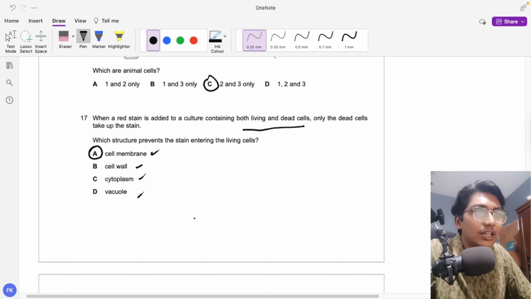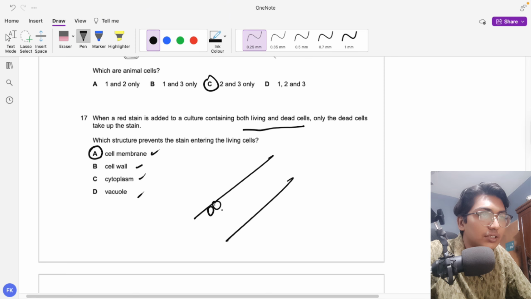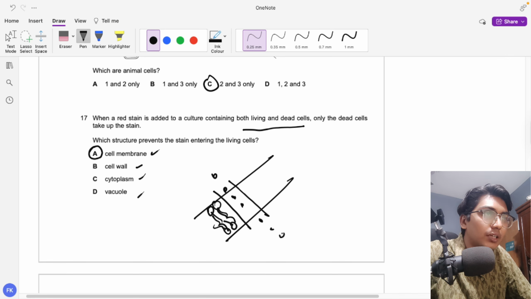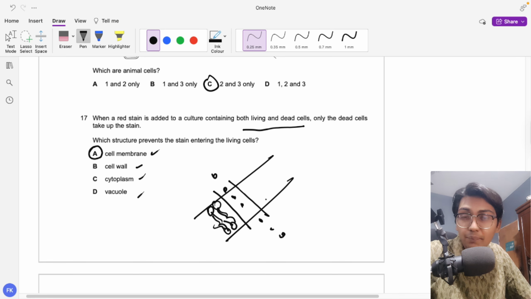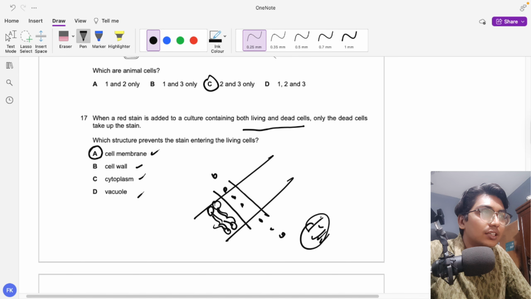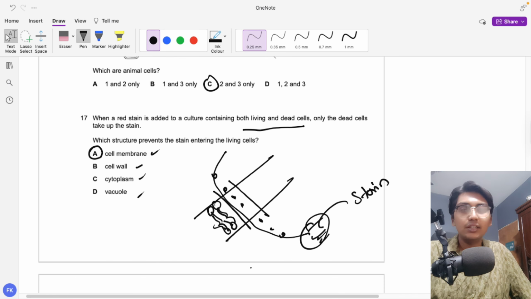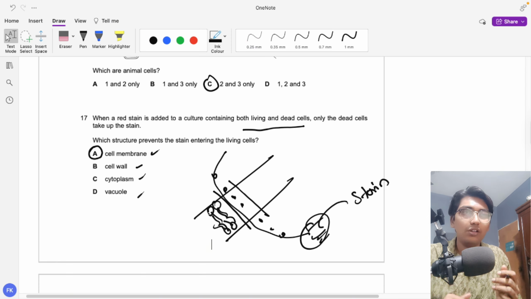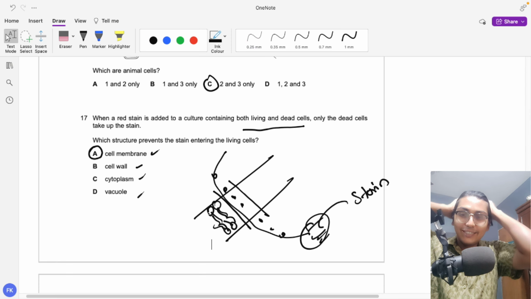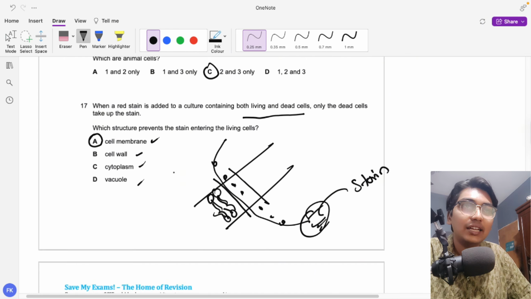This is because, as I have told you previously, this is the structure of a cell membrane. This is the bilayer. It allows only specific substances to pass through it, so it is partially permeable, right? In the living cell, this stain particle cannot enter the cell. However, in the dead cell, the membrane is broken down, so a lot of substances can pass through it. So that is why the answer is A, right?